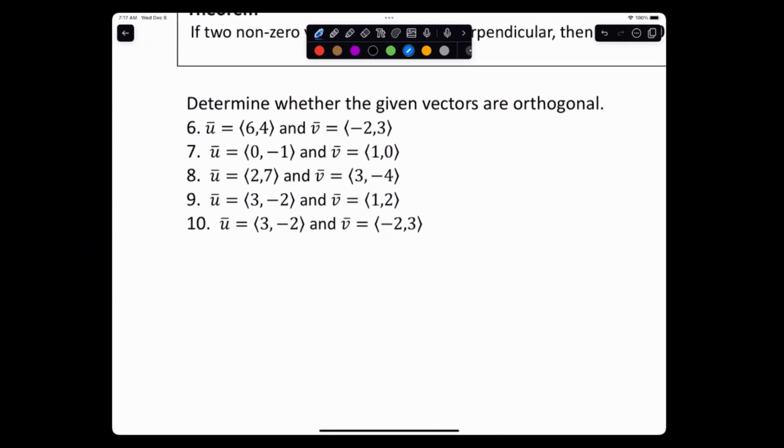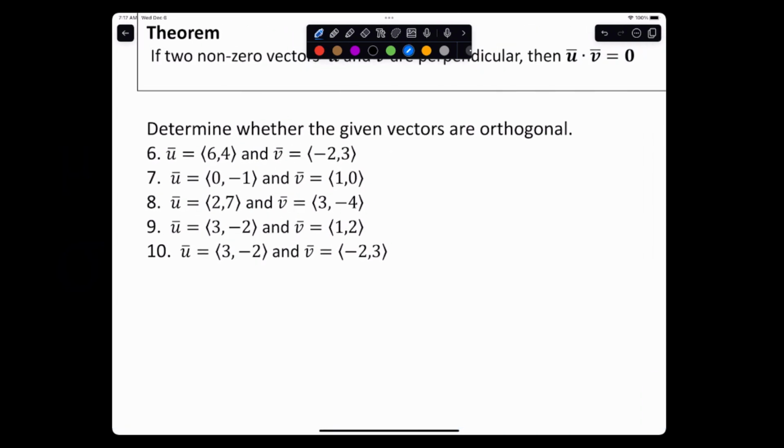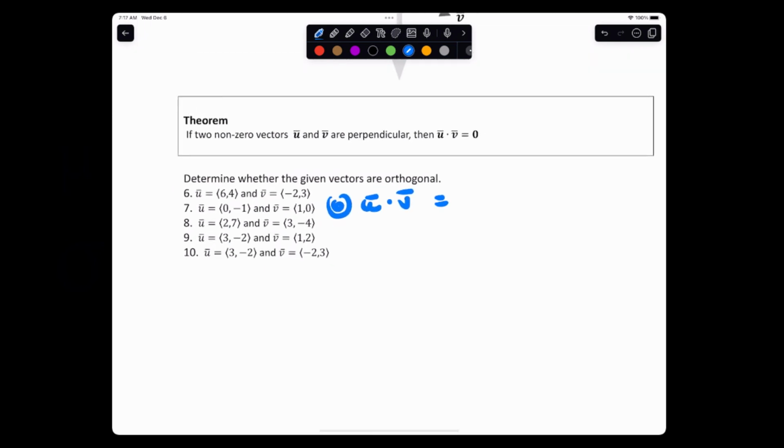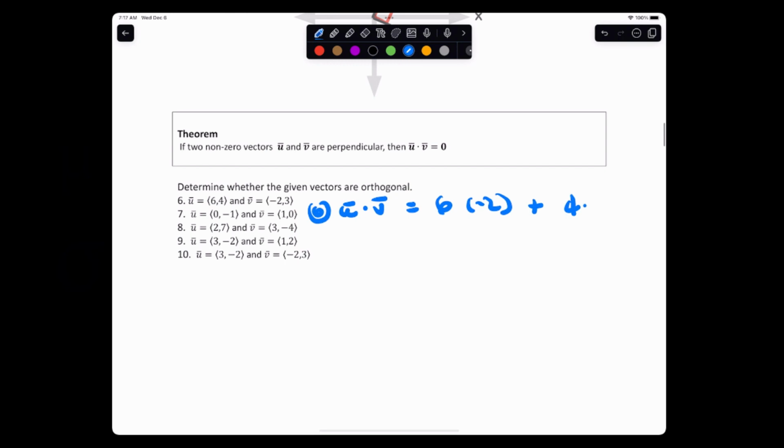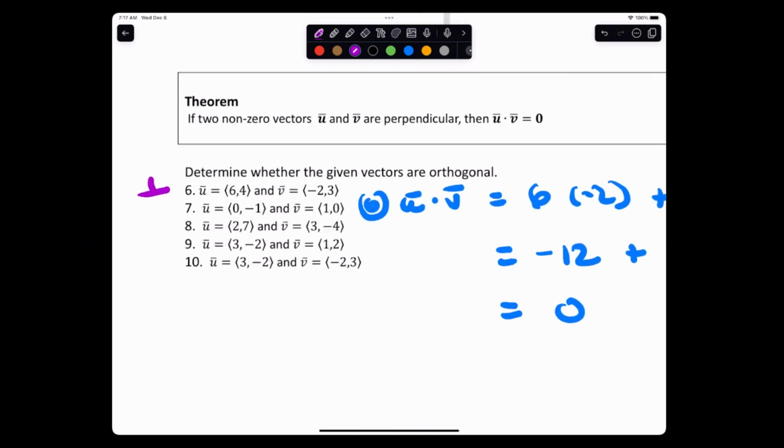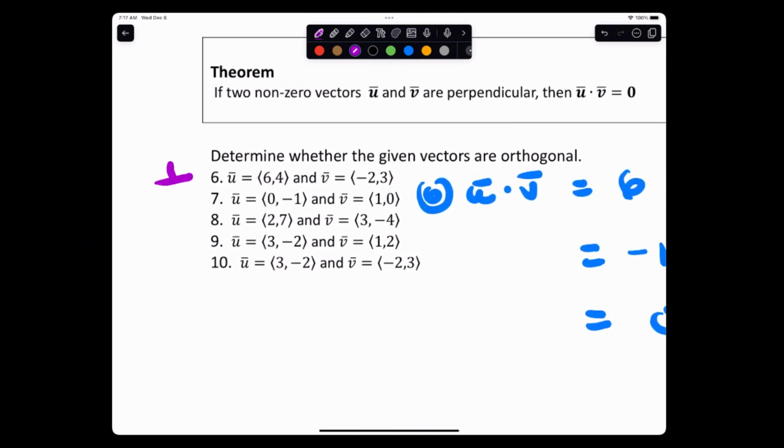As an example, they say determine whether the two vectors are orthogonal. So for number 6, u dotted v is 6 times negative 2 plus 4 times 3. Negative 12 plus 12. What's the dot product for number 6? It's 0. What does that mean about these two vectors? They are orthogonal.